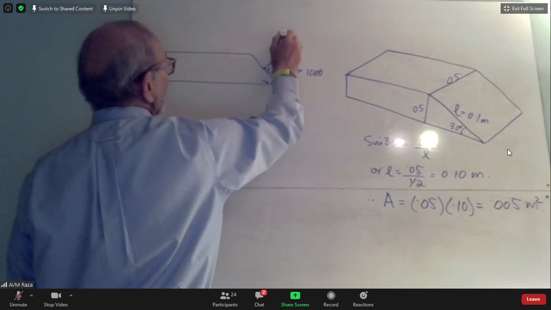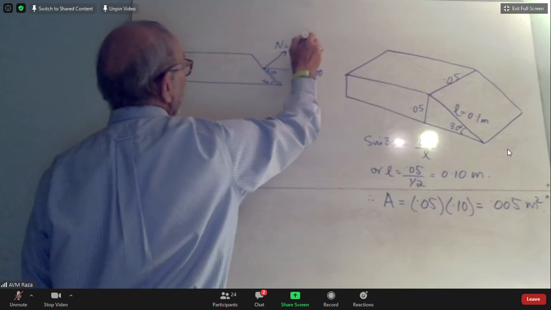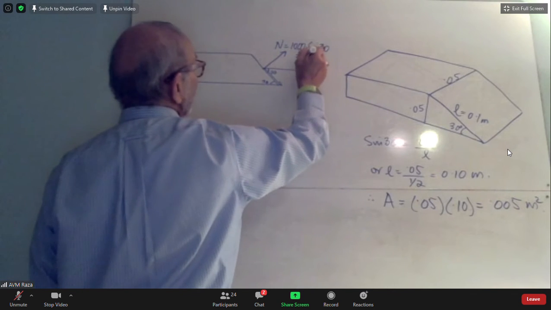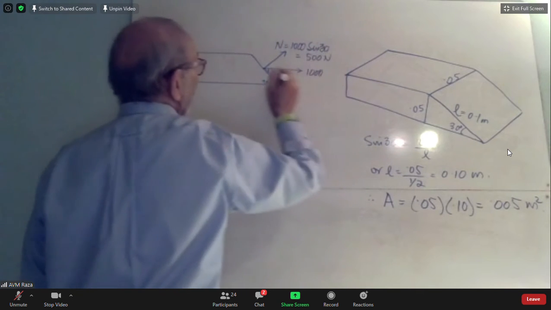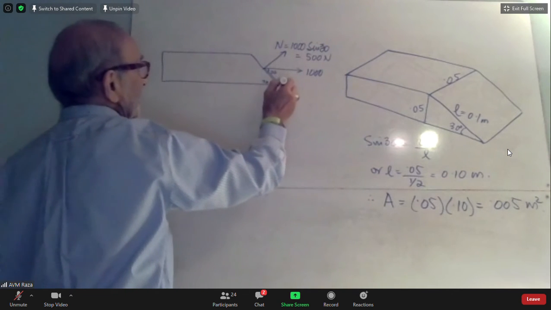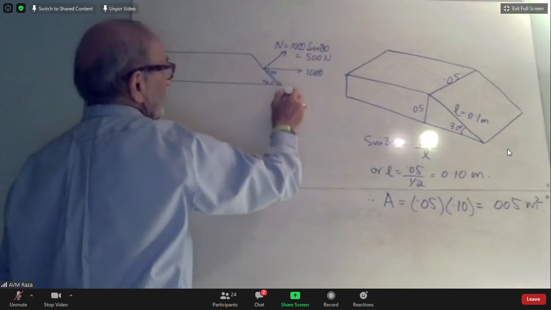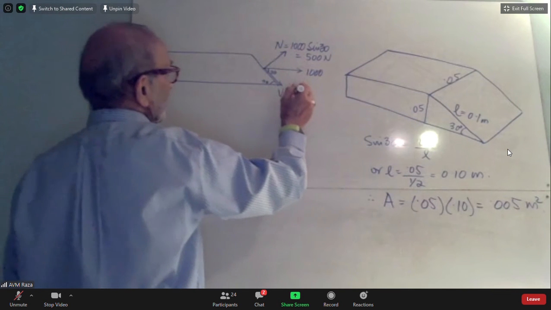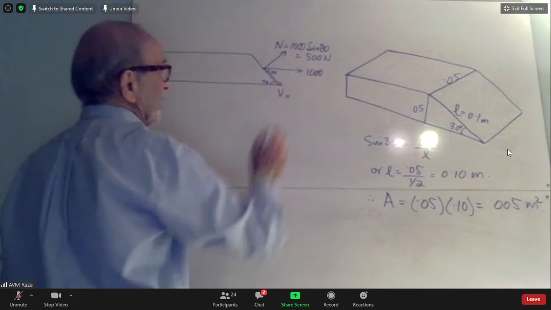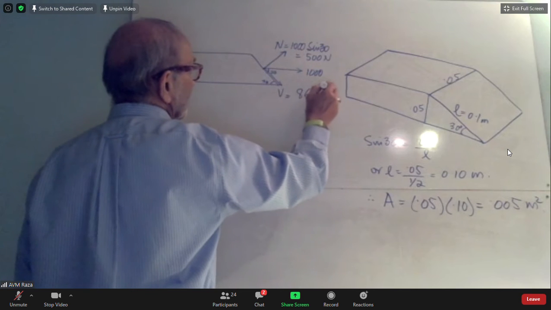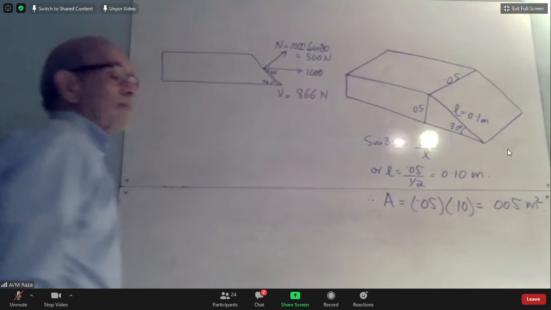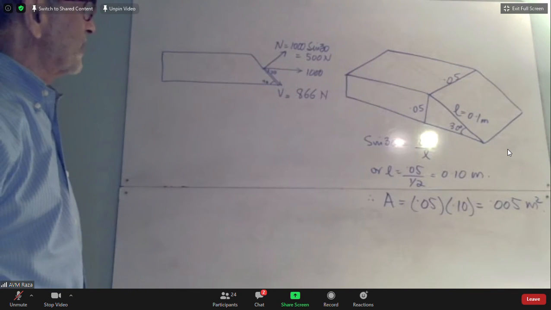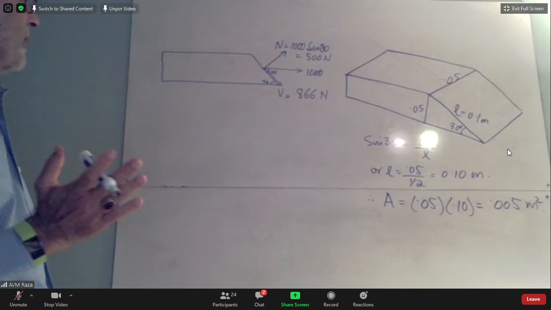So the normal force will be 1000 sine 30, which is 500 newtons. The parallel force, let's call that V, the shear force, would be 1000 cosine 30, which would be 1000 times 0.866, which would be 866 newtons. Everybody good? We just resolved that given 1000 Newton force into its two components, one normal to the area, one parallel to the area.